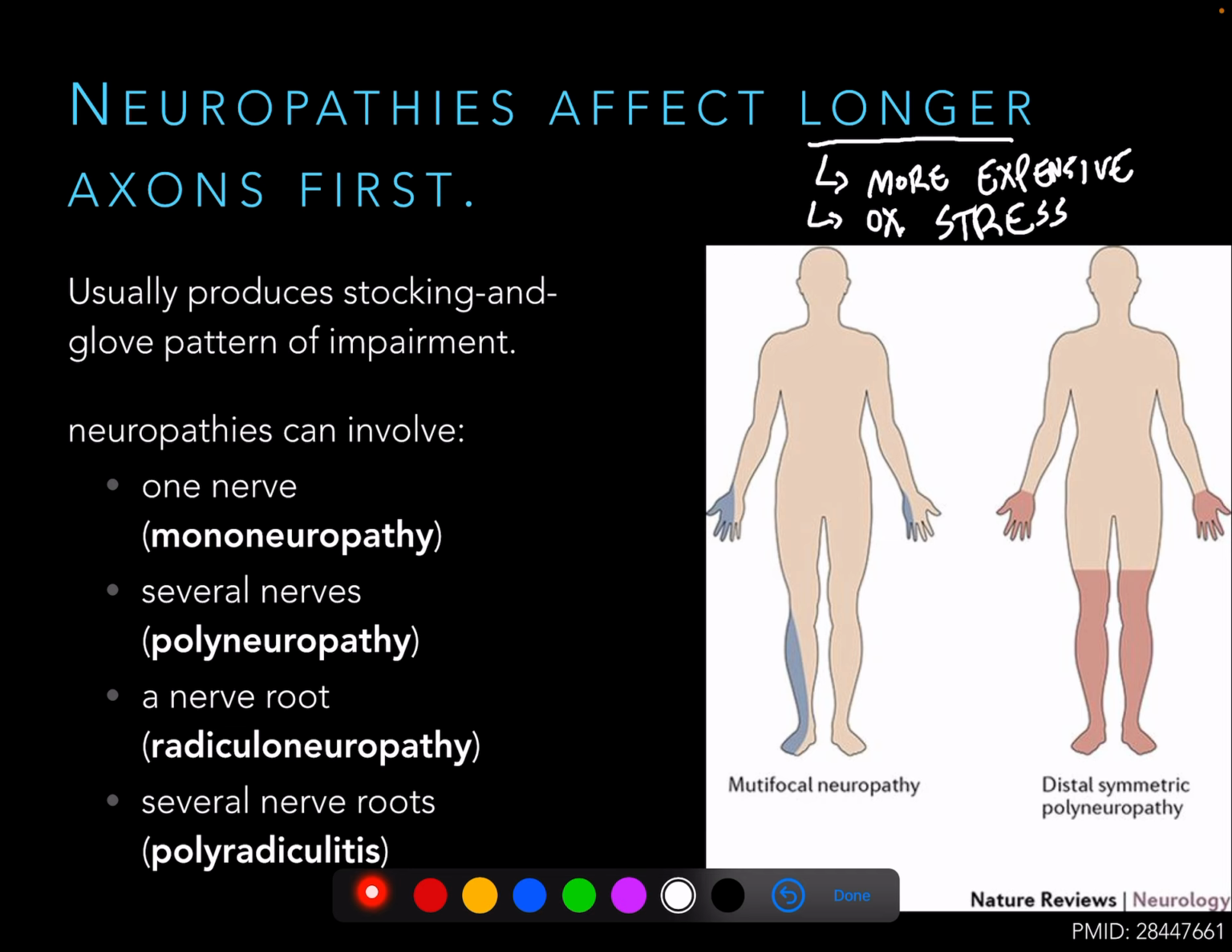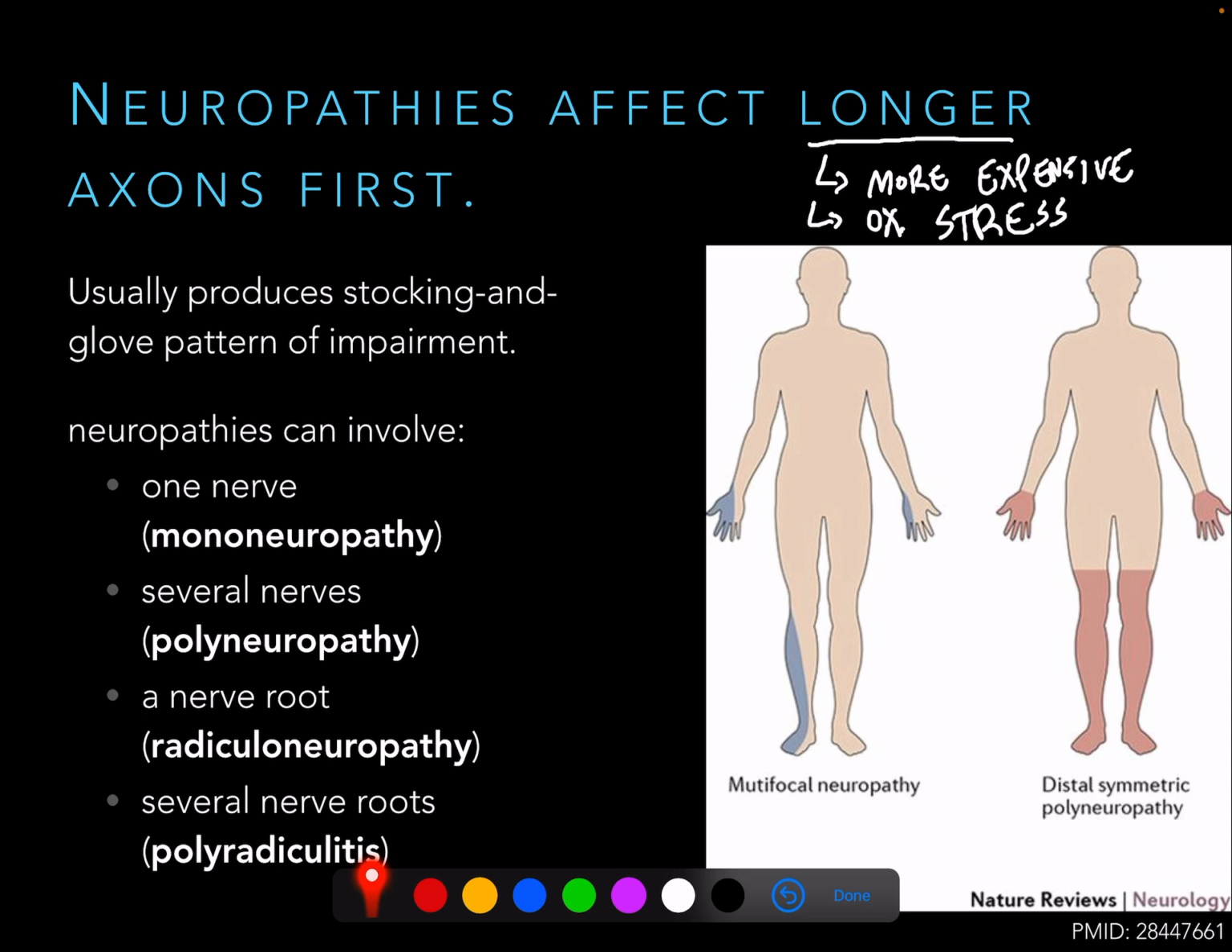The other reason longer axons will be affected more often is that they're longer. They cover more area, and therefore they're more likely to be compressed. So typically what we find is what we call the stocking and glove pattern of impairment, because it takes the longest axons to get down to the hands and the feet, the stockings, the gloves.